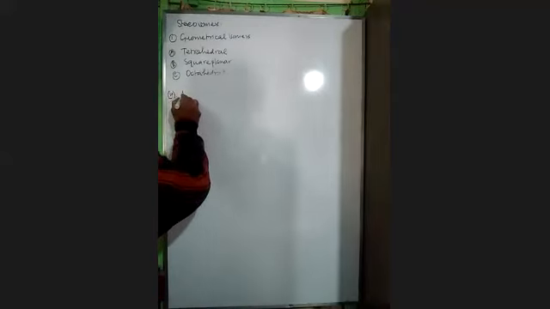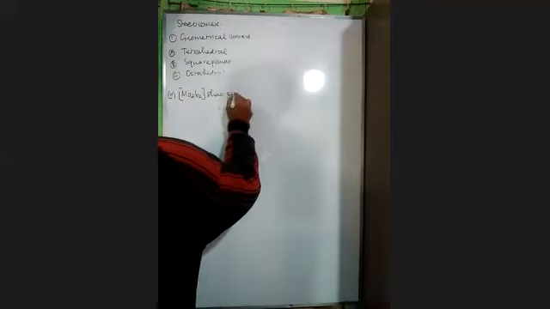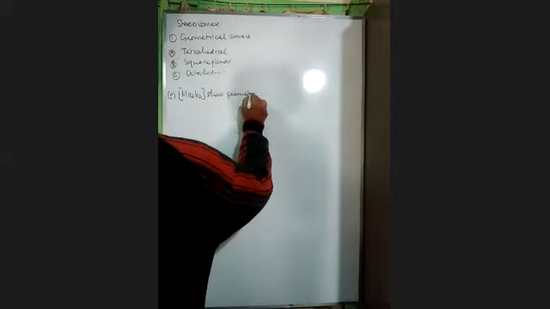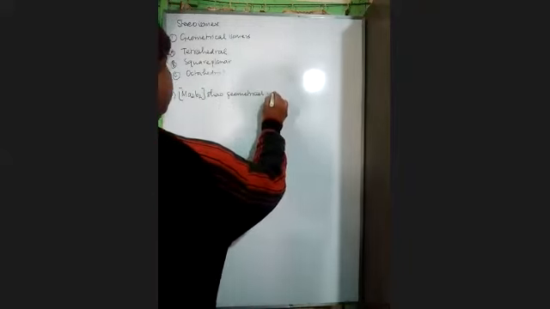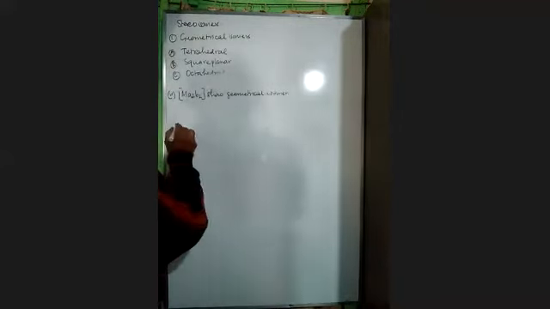Okay. Now, we'll go for 7. MA2B2. So, geometrical isomer. Example, dekho.